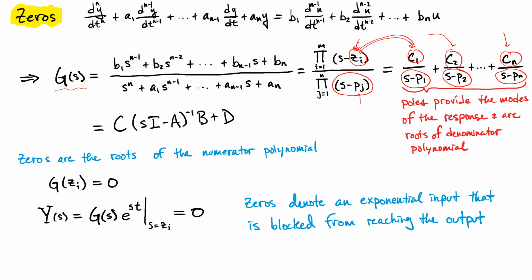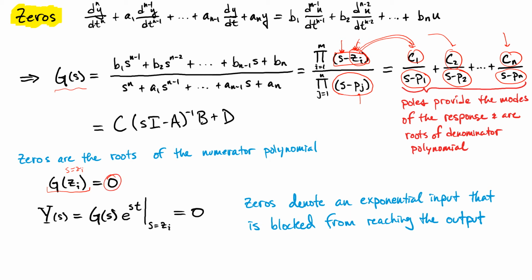And so another way, just to be particularly clear about this, especially in the context of exponential inputs, is to say, okay, I'm going to evaluate my transfer function at a particular complex value where s is equal to z_i. And so if you plug in s equal to z_i up here, you notice that one of these product terms becomes 0. And so that means that the result is 0.